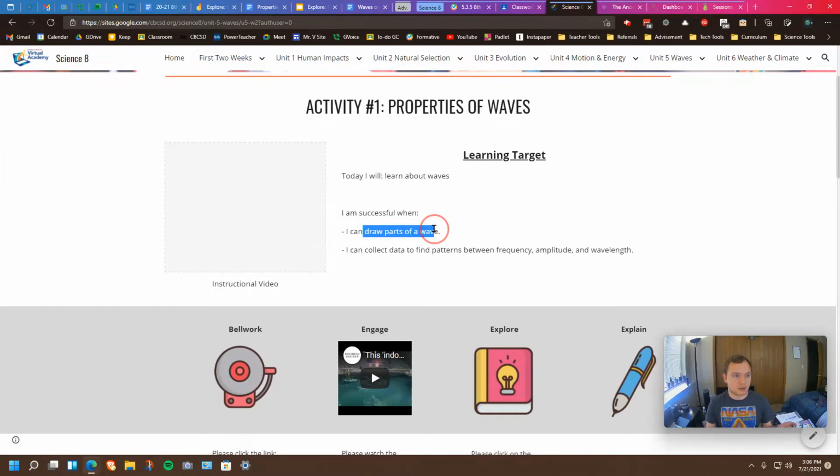Again, we're kind of reviewing, still focusing that you guys know the parts of a wave, and then again, collecting this data to find the pattern between frequency, amplitude, and wavelength. How are they connected or not? Because while some of you may have figured it out in the Waves Intro Water, I'm sure there's still going to be some of you that have some misconceptions. And so we're going to be kind of targeting some of those misconceptions with this activity as well as the second one this week.